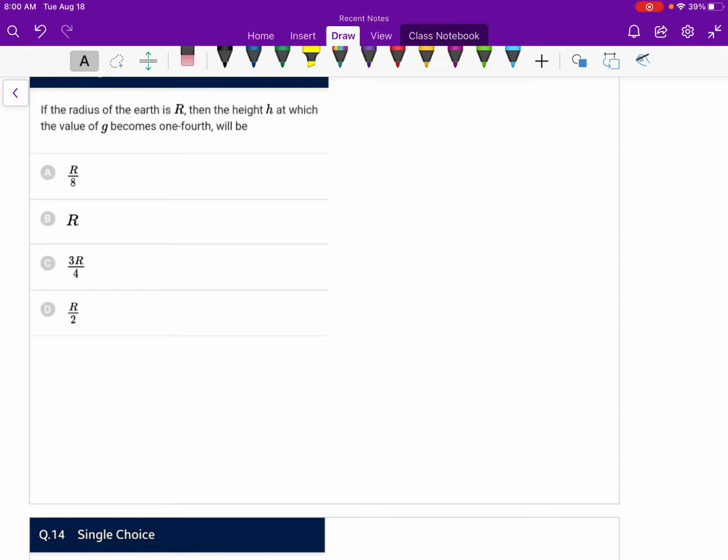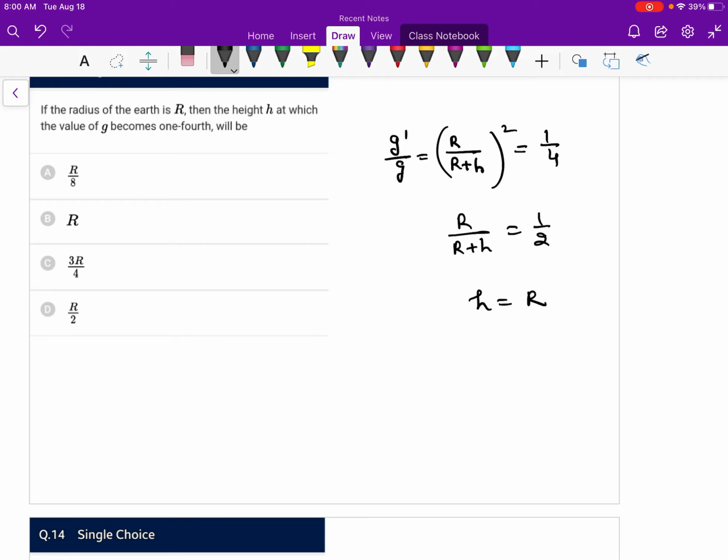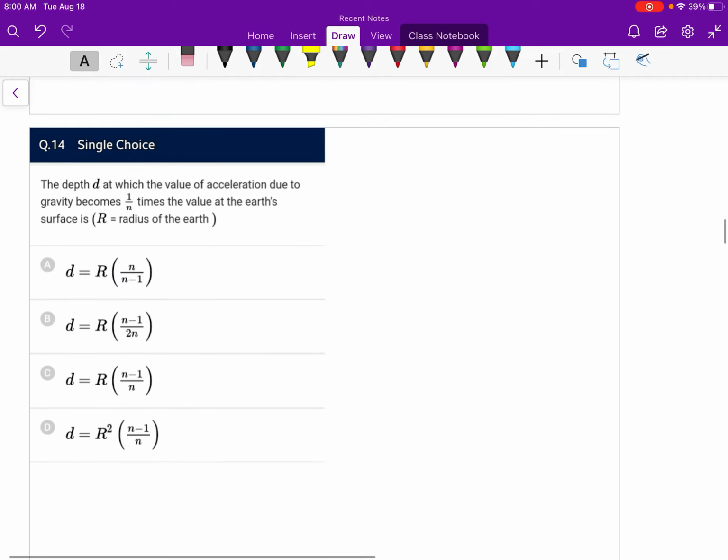If the radius of earth is r, then the height at which the value of g becomes 1/4: g dash upon g is r upon r plus h square, and that is 1/4. r upon r plus h square. So r upon r plus h is equal to 1 by 2, that means h equals r. So B is the correct option.